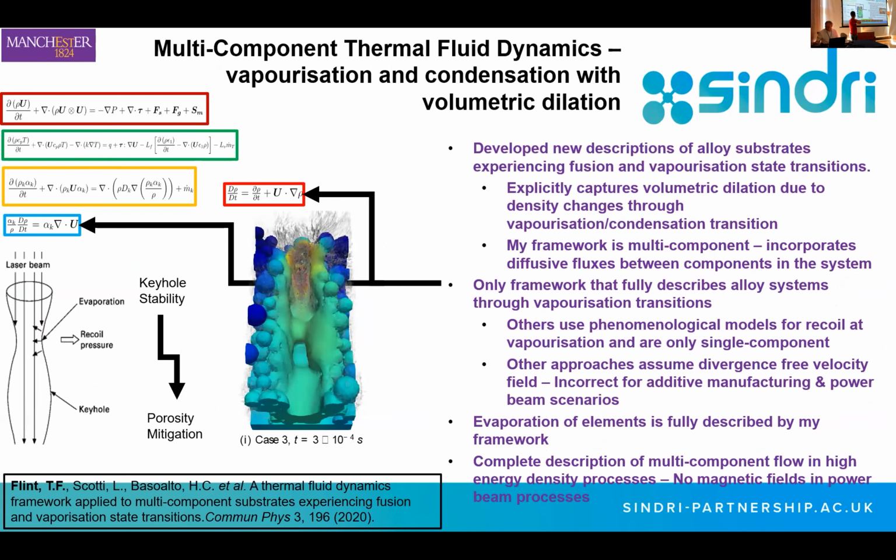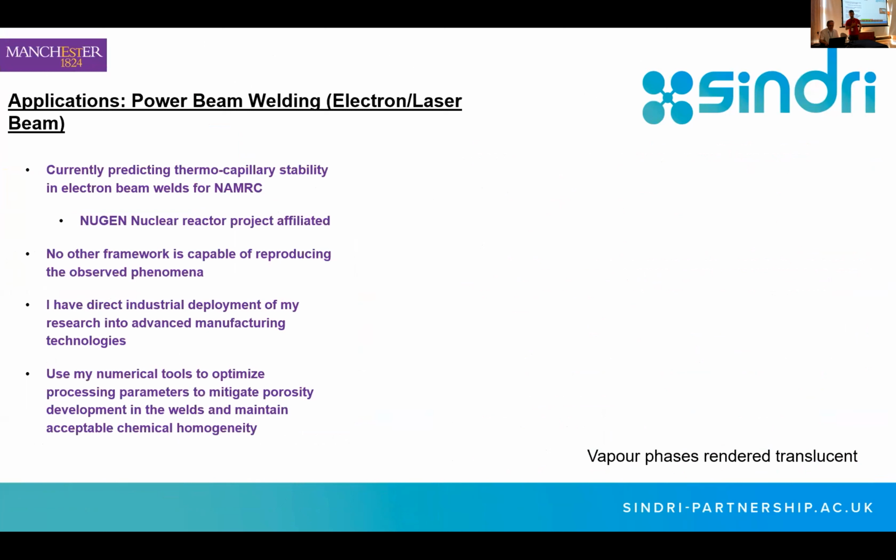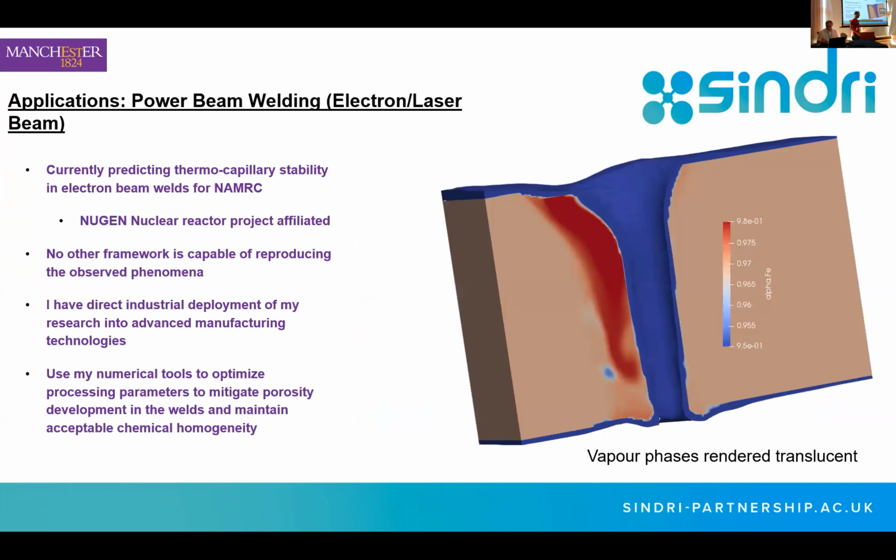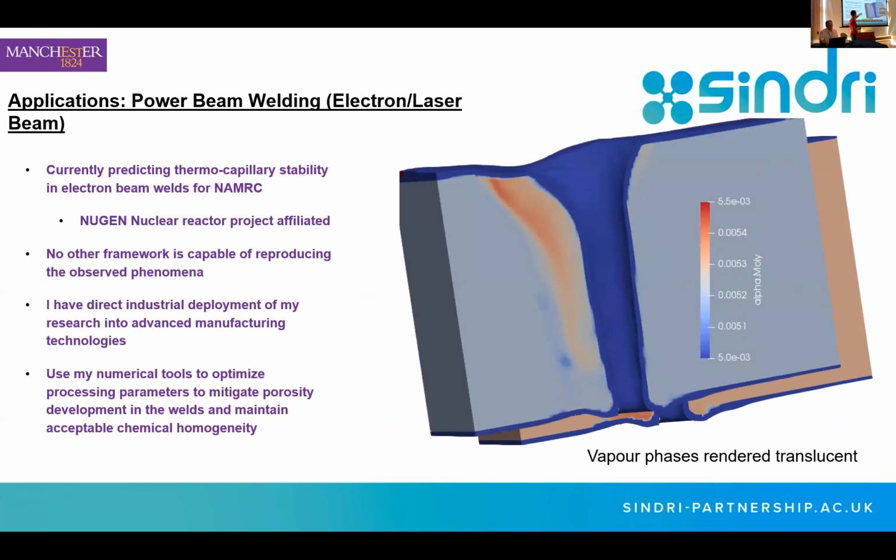Then I do some other stuff on the multi-component model, where you take into account the vaporization term. We use this to look at preferential element loss. For example, in electron beam welding, you might get preferential loss of the lighter elements. If you do an electron beam weld, you vaporize a lot more of the manganese, but you leave behind the molybdenum, the iron and all the other heavier elements.